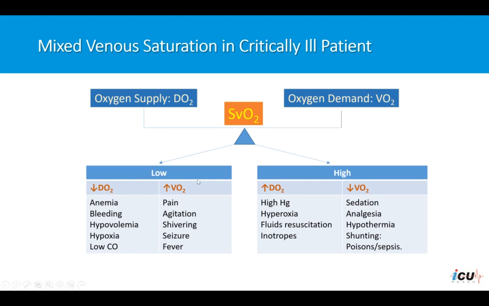The other differential diagnosis would be an increased oxygen consumption. That means an increased tissue metabolism. This can happen with sepsis and fever, or with agitation, shivering, seizure, the contraction of the muscles that can utilize more oxygen, in addition to pain.